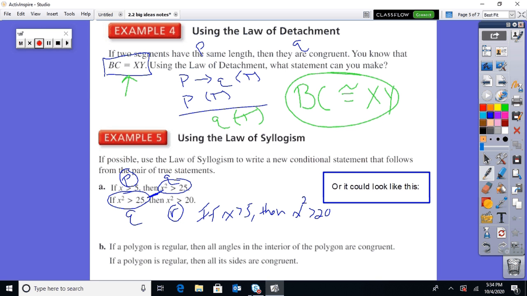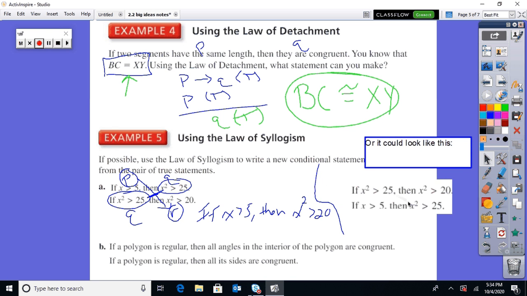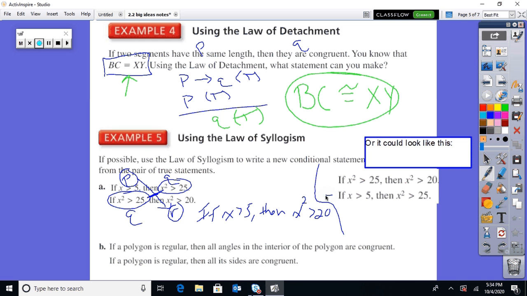All right? So again, here's how it flows logically. If x is greater than 5, then x squared is greater than 25. If x squared is greater than 25, then x squared is greater than 20. So we took the first thing and put it with the last thing. So that is the law of syllogism. Now you have to be careful because sometimes it could look like this. All right? Now what they did here was they reversed the two sentences.